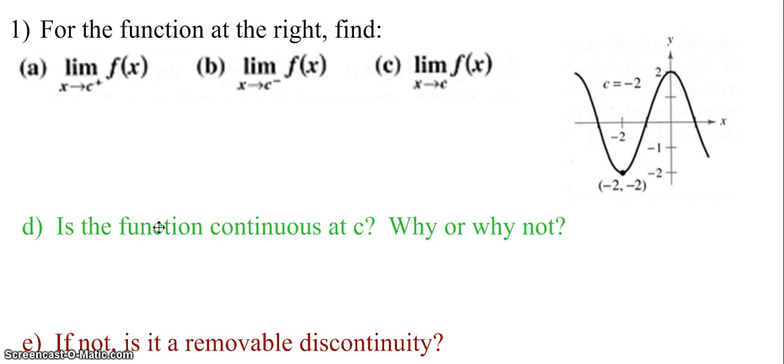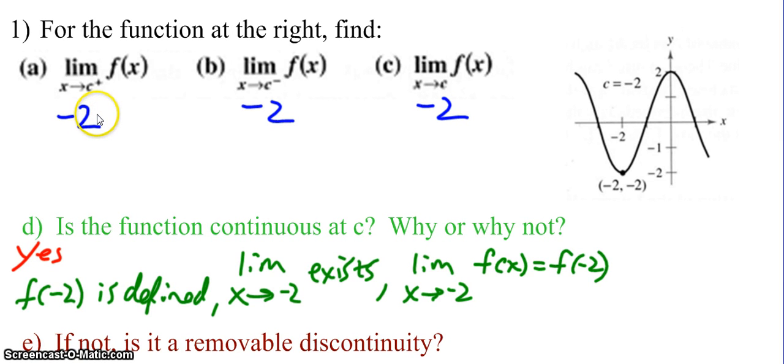Okay, so let's try some examples. For the function at the right, I want you to find the limit as x goes to c from the right, the limit as x goes to c from the left, and the limit as x goes to c. Then determine if the function is continuous at c, state why or why not, and if not, is it a removable discontinuity? Pause the video, do that, unpause when you're ready to check.